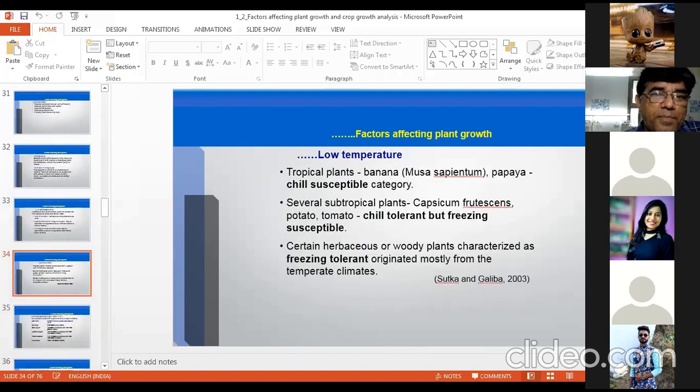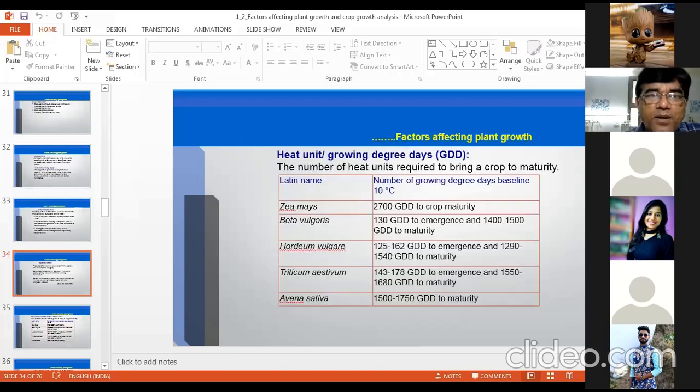Low temperature examples are banana, tropical plants like banana, papaya, they are chill susceptible. Several subtropical plants like capsicum, potato, tomato, they are chill tolerant but freezing susceptible. Certain herbaceous or woody plants characterized as freezing tolerant originated mostly from the temperate climate. So these are some of the examples of this category of plant.